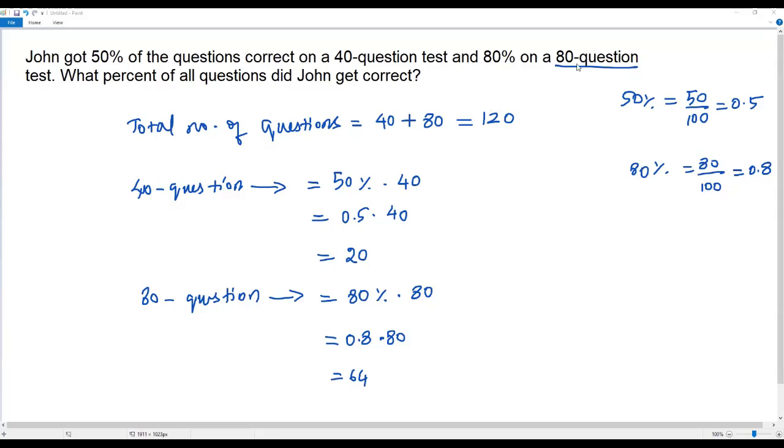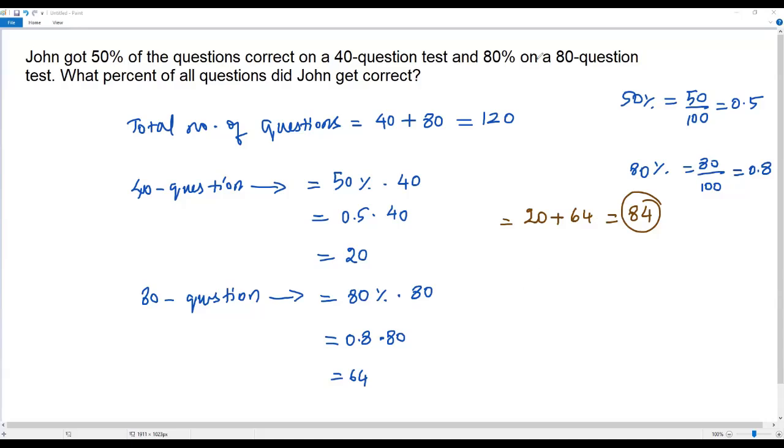Okay, now let's find the total number of questions John got correct. In the first test, the 40 question test, he got 20 questions correct. In the 80 question test, he got 64 questions correct. So the total number of questions he got correct in both the tests is 20 plus 64, which is 84. So he got 84 questions correct in both the tests.